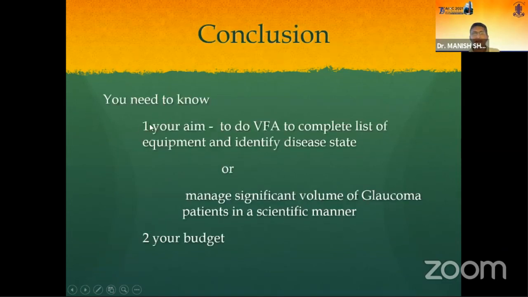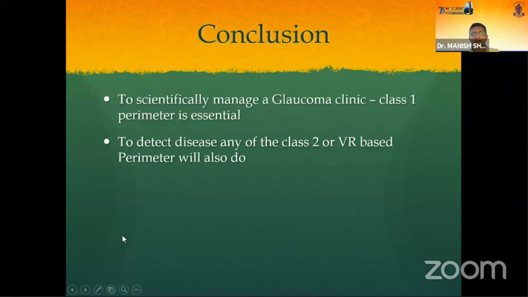And then you want to decide finally, in conclusion, first know your aim. Do you want to have a VFA machine only to identify disease and complete the list of equipment available to you, or you really want to go into the nitty-gritties and manage glaucoma in a scientific manner? And then know your budget, not only the initial budget but also your maintenance budget. As I mentioned, there is a difference. To scientifically manage a glaucoma clinic, you require a class 1. Just to detect disease, even a class 2 or a VR based perimeter, which have been doing very well, is good enough.